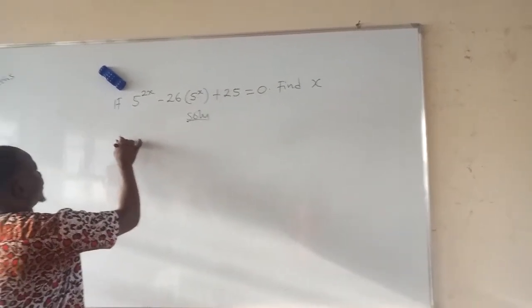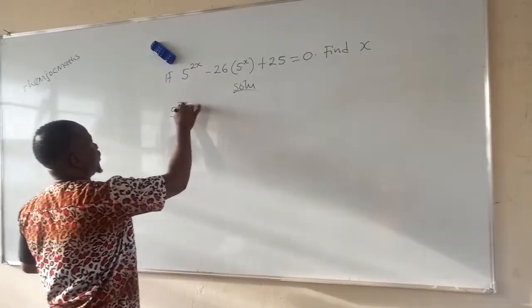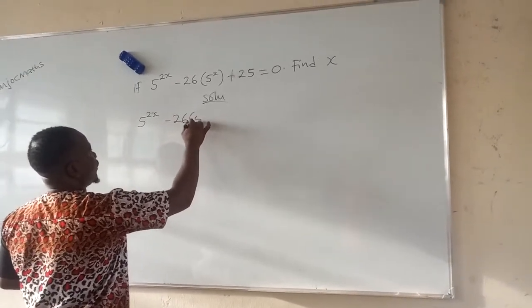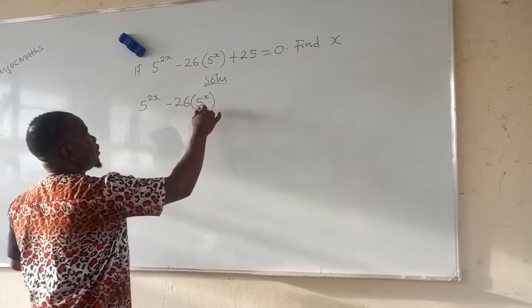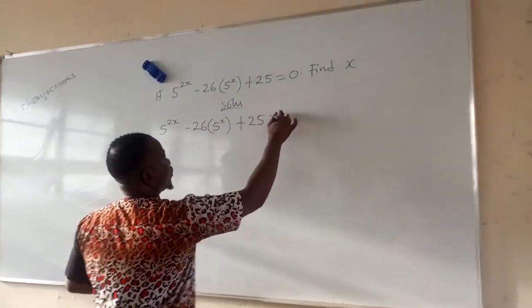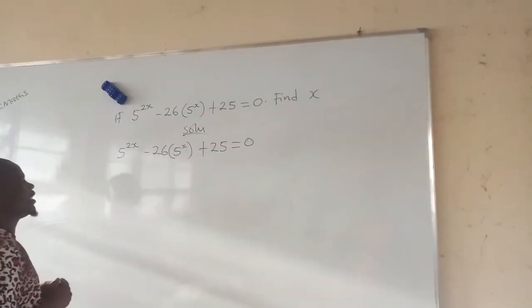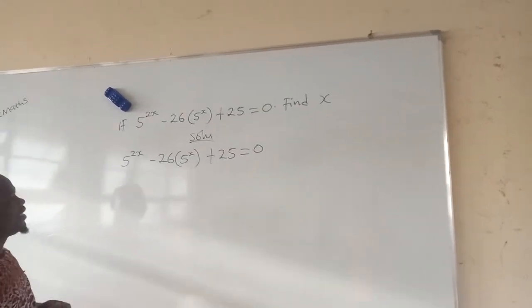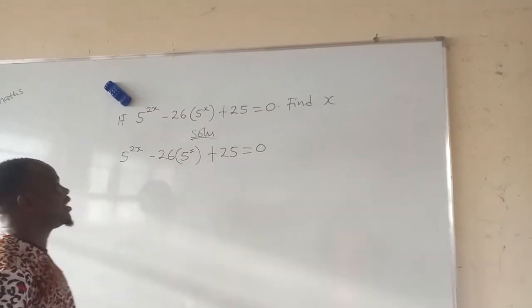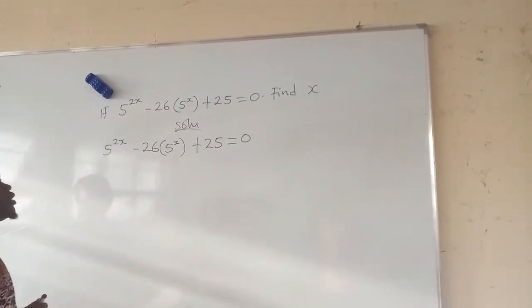Let's write it down. 5 raised to the power of 2x minus 26 all in bracket 5 raised to the power x close bracket plus 25 equals 0. Okay. This equation is called an indicial equation.